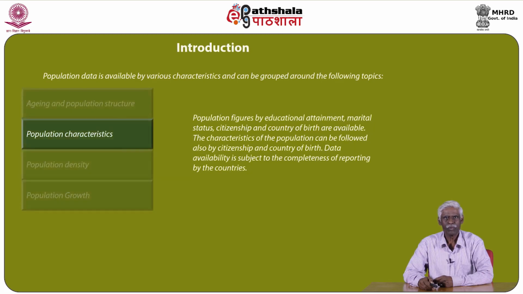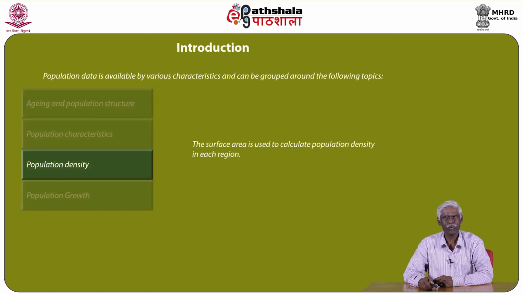The other aspect is about population characteristics. Population figures by education attainment, marital status, citizenship and country of birth are available. The characteristics of the population can be followed also by citizenship and country of birth. Data availability is subject to the completeness of reporting by the countries under focus. Next aspect is about population density. The surface area is used to calculate population density in each region under focus.